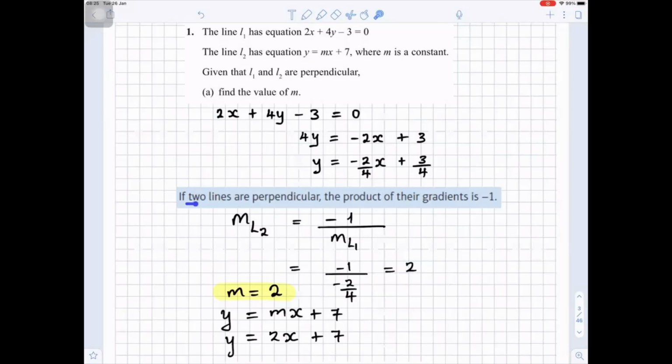So minus 2 over 4 is the gradient of L1. And if two lines are perpendicular, the product of their gradients is minus 1. Or you can say the gradient of line 2 is equal to minus 1 divided by the gradient of line 1. That will be minus 1 divided by minus 2 over 4, which gives you 2. So the gradient of line 2 is 2, and you can write the equation of line 2 as y = 2x + 7.